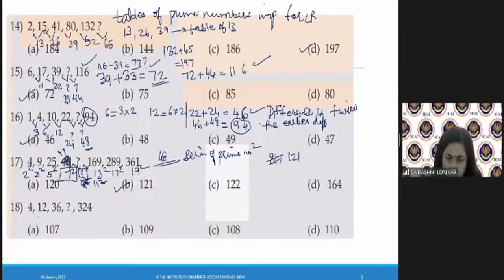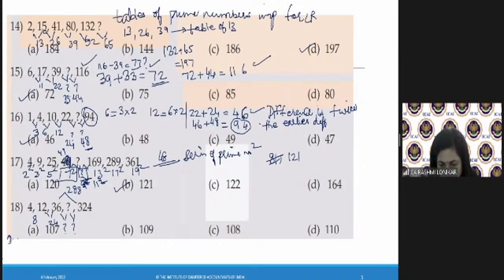Let us see. What is this difference? 12 minus 4. This is 8. 36 minus 12 is 24. This difference I don't know and this difference I don't know. This is 324 minus 36. Difference is 288. Now what is happening over here is this to 288. So let me try. The difference is 8, 3 eights are 24.